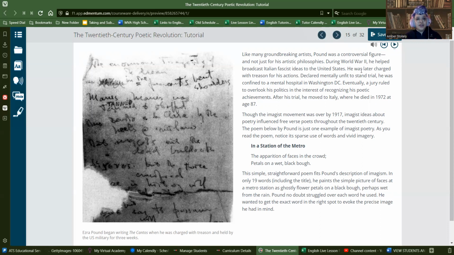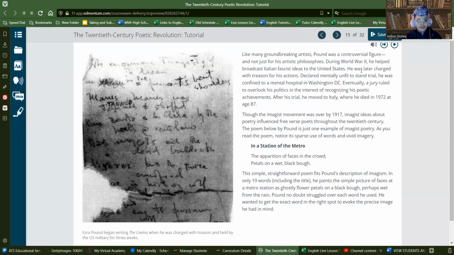So then they give you an example of vivid Imagist poetry. Notice this is literally a poem with 2 lines, and it's very short. This is by Ezra Pound, and it's called In a Station of the Metro. The poem is: The apparition of these faces in the crowd, petals on a wet, black bough.